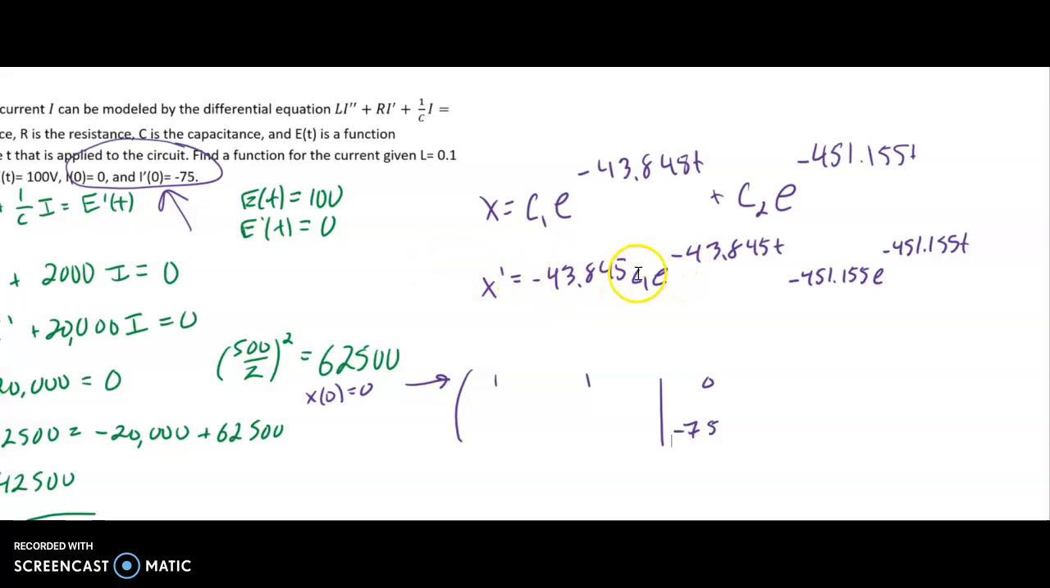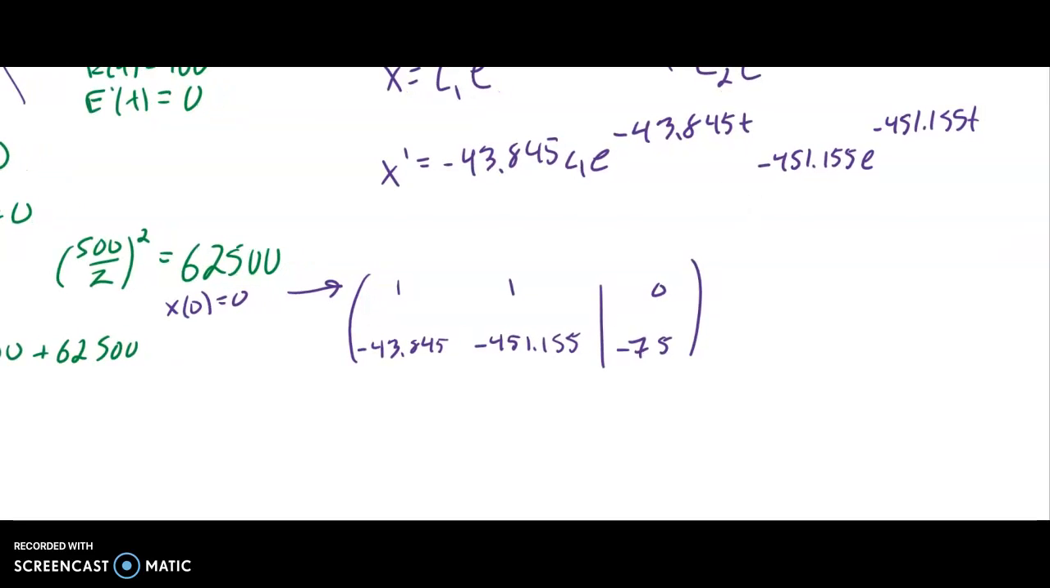And then when I plug in t equals 0, again, all those terms there, including the e to the, well, the e to the is going to be e to the 0, and it's going to get a 1. So what I wind up getting is negative 43.845 and negative 451.155. So this is where, again, my calculator makes it so much easier. So you can REF it. You can do this by hand if you want. Totally up to you. With those decimals, I much prefer to use the calculator to REF it.